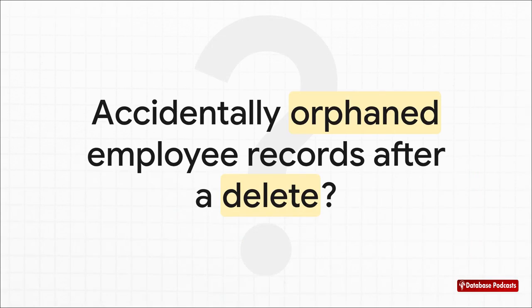So, have you ever done this? I mean, we've all been there, right? Or at least we've had that nightmare. You make what seems like a super simple change, and bam! Suddenly you've got a bunch of records just floating around, completely useless, with no parent, no context. These are what we call orphaned records. And honestly, they're a huge red flag that your database isn't doing its job. Today, we're going to fix that.